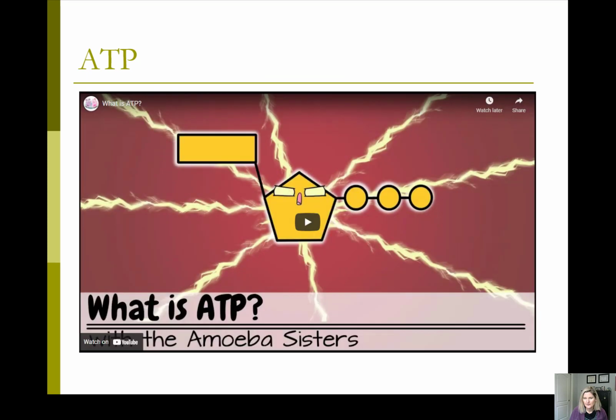So this brings us to the mighty ATP molecule. So we're going to take a look at what ATP is and why it's so important for our bodies and our cells.